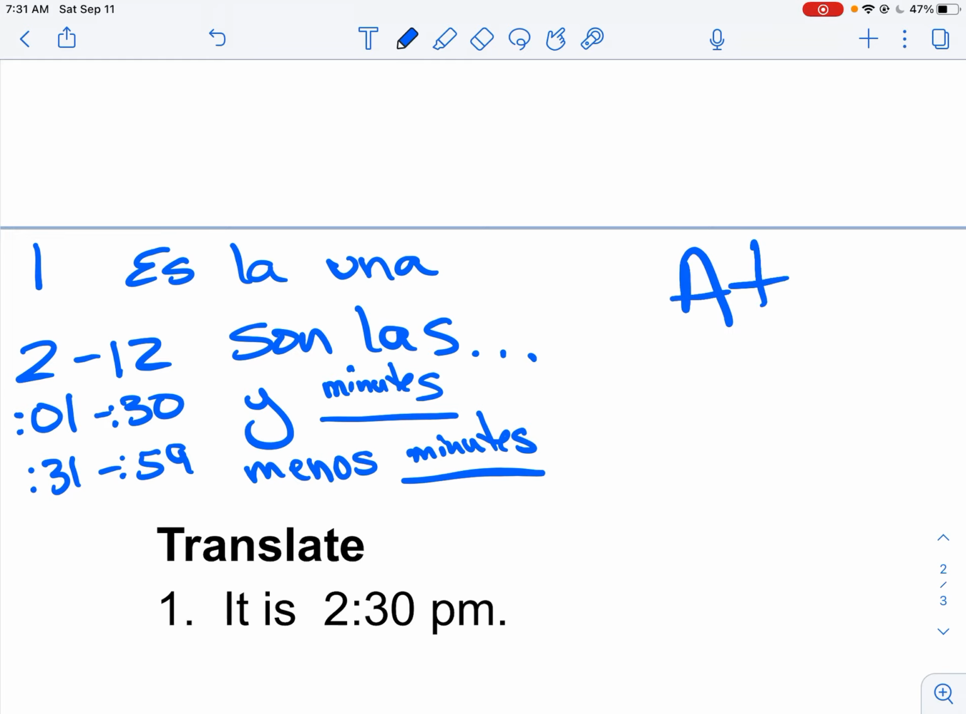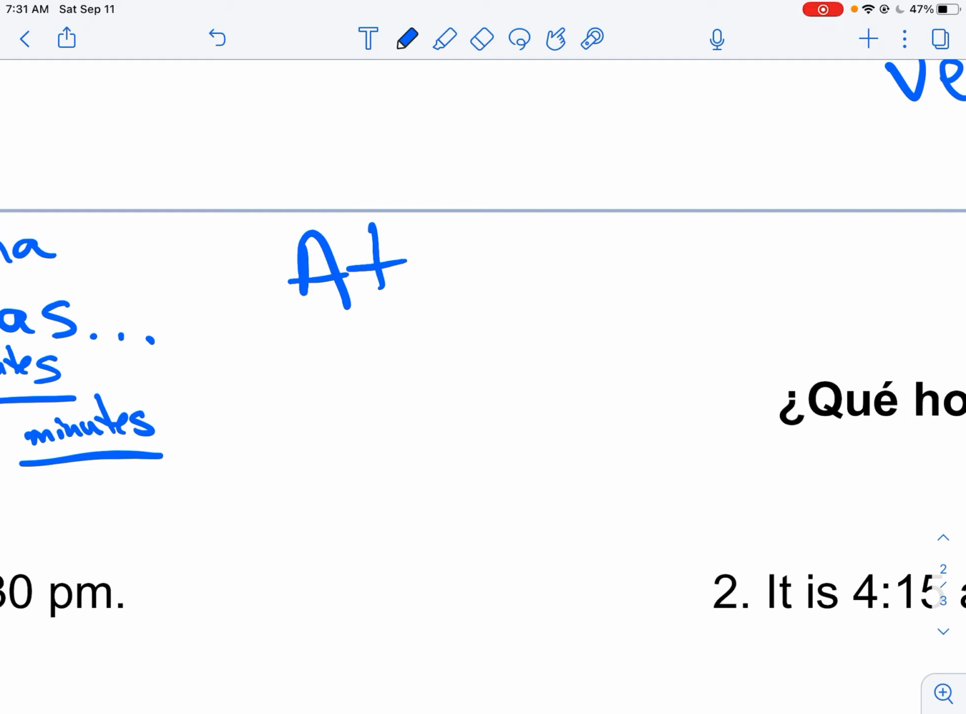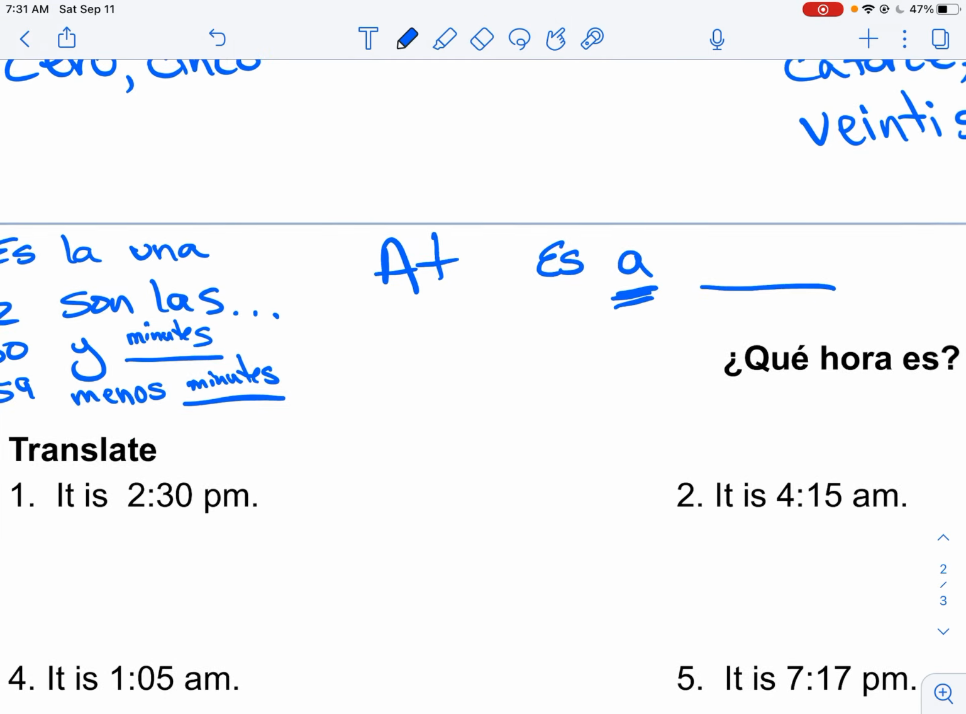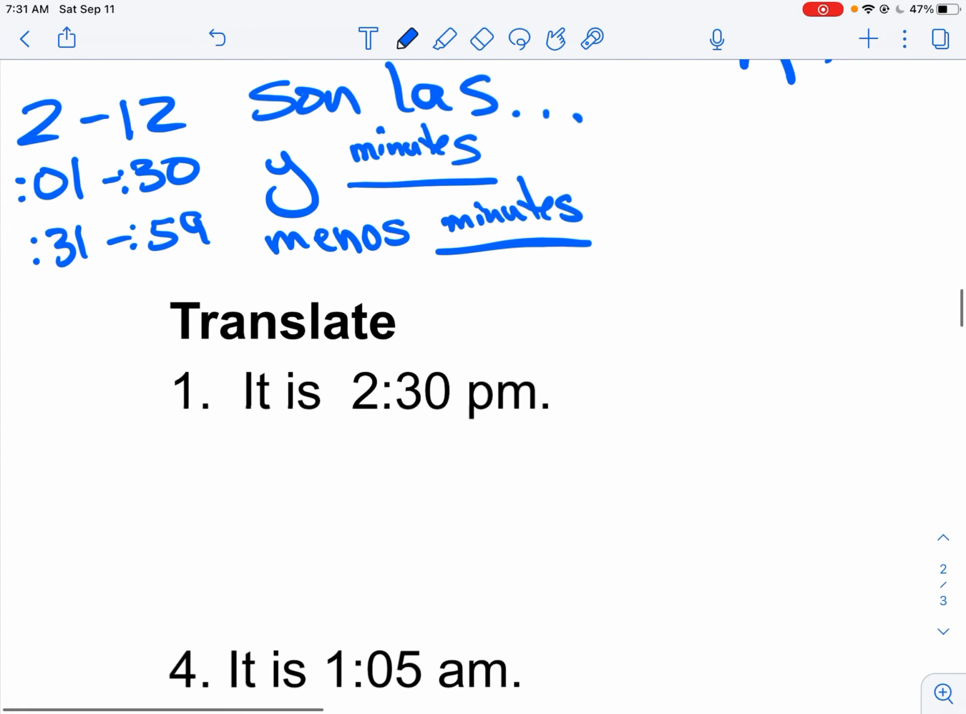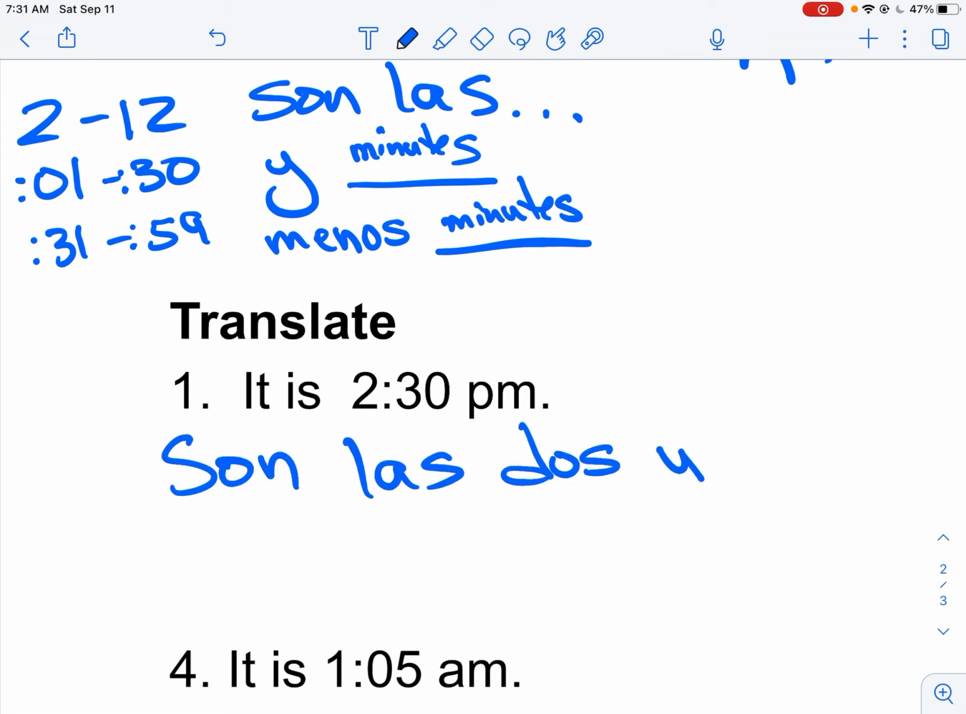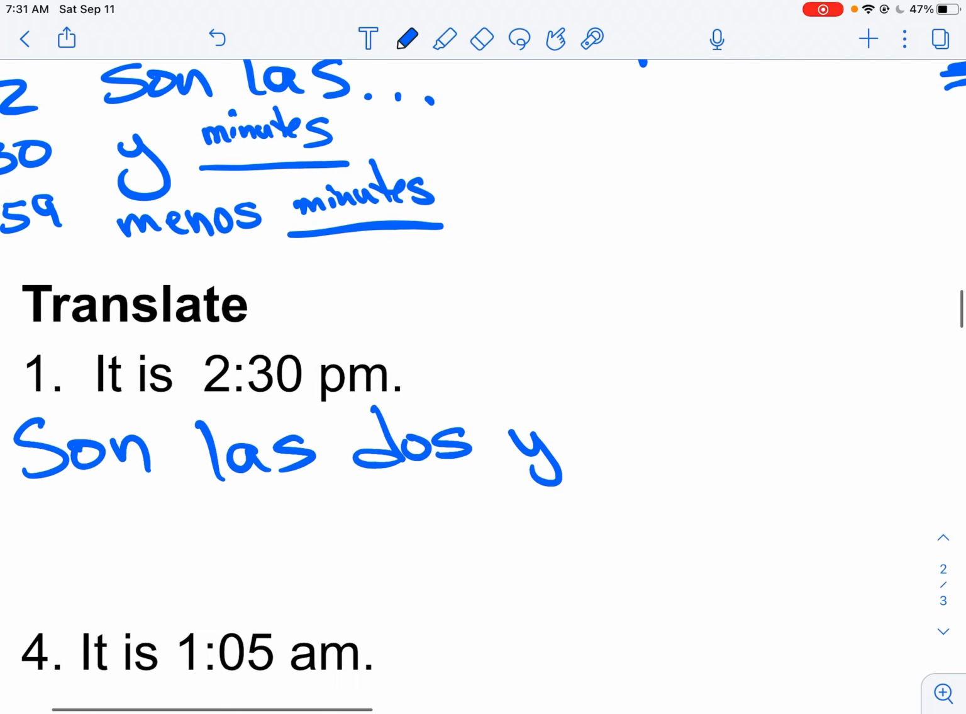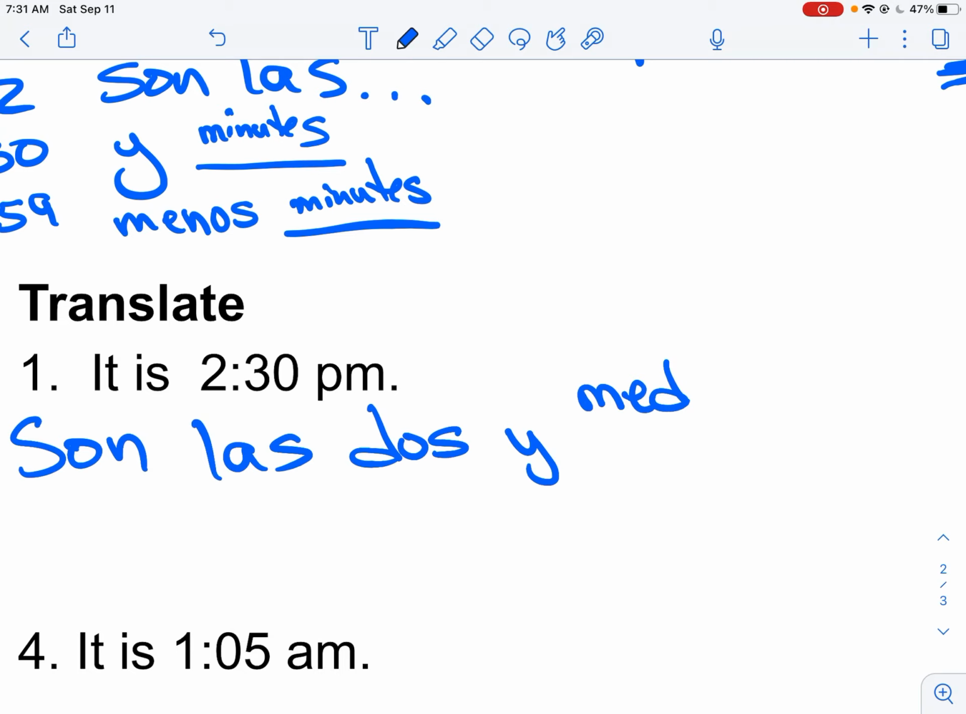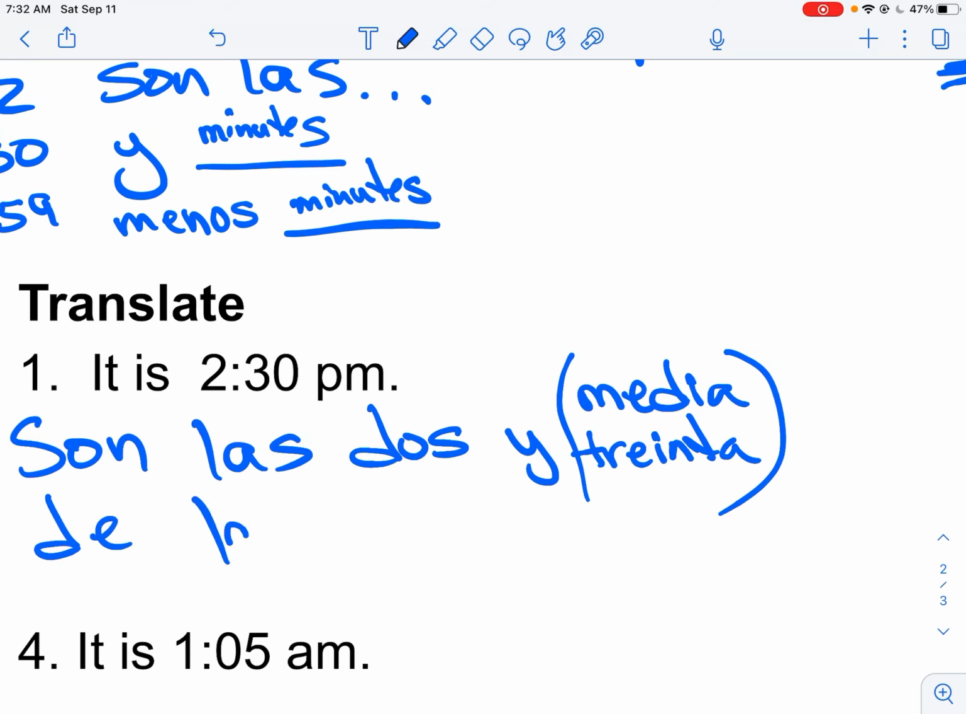Also, if it has at in the sentence, you would say es a, and then you put the time without the son or the s. So here we go. It is 2:30. Son las dos. Now, remember on this one, I could have one of two things. I like to use media because that's how I grew up doing it. But if you put 30, I would be okay with that. Either one of those two would go there.